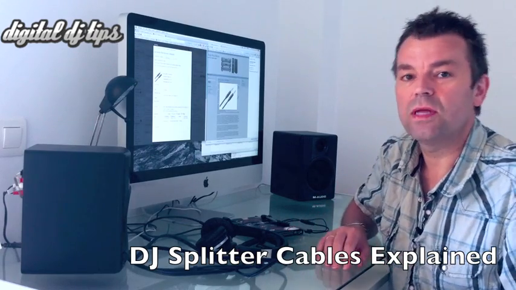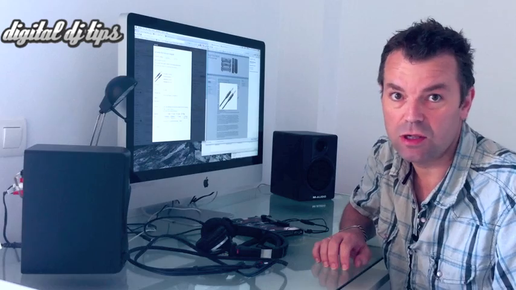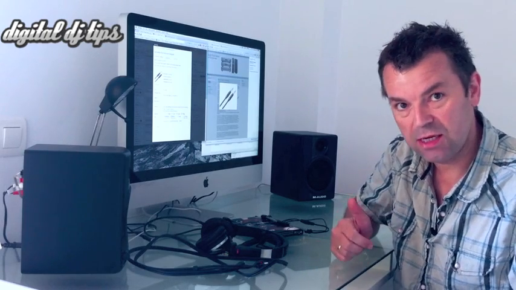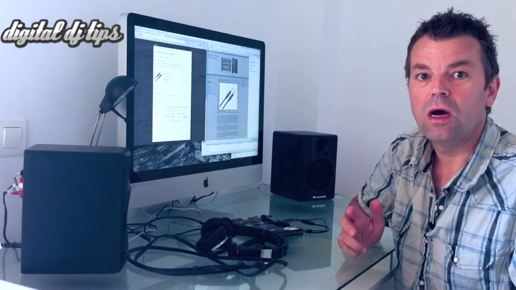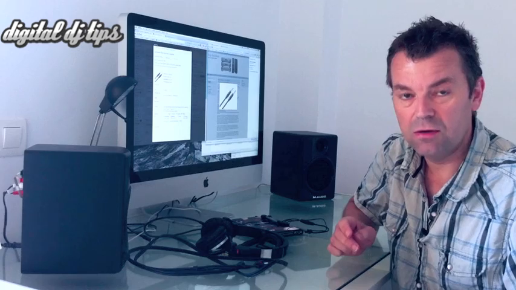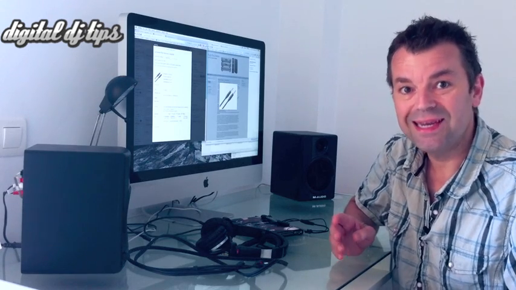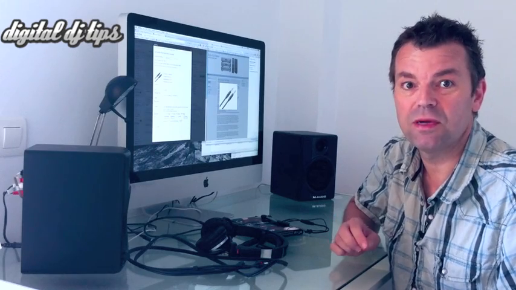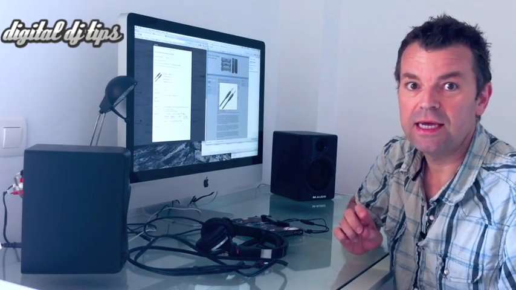Now, you will hear the term splitter cable used a lot when you are reading beginners' DJing articles, or articles about software such as Algoriddim's djay for the iPad and the iPhone, and also Virtual DJ. And indeed, you'll read it all over the place when people are talking about getting going cheaply in DJing.